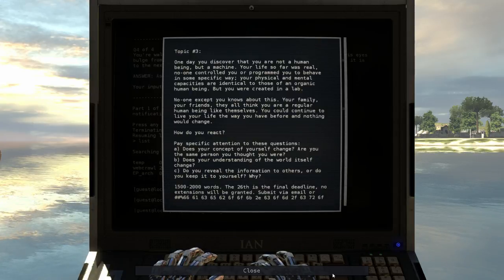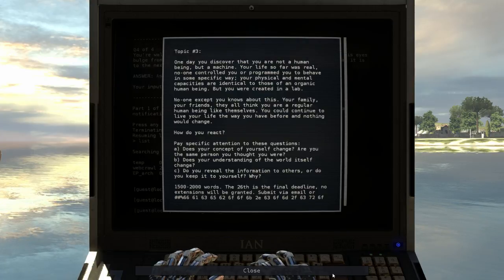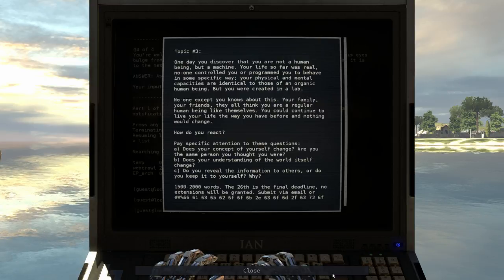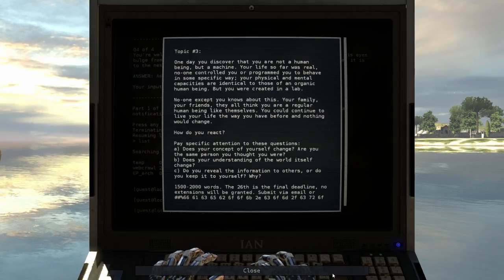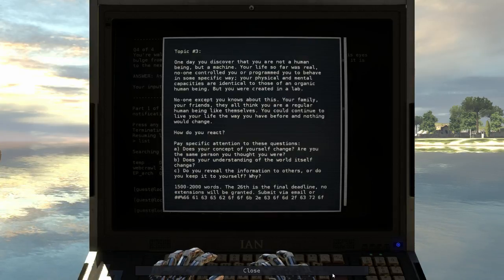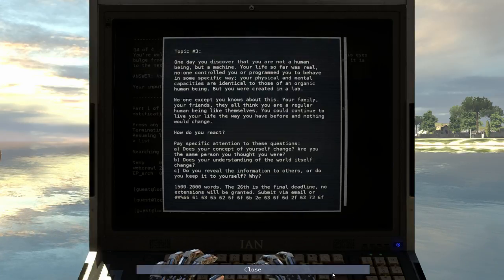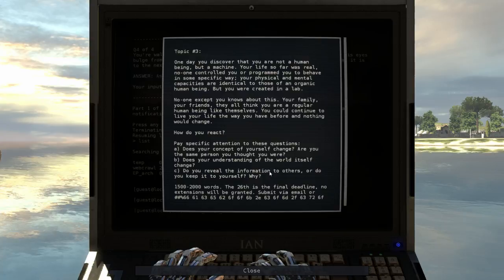Topic 3. One day you discover that you are not a human being, but a machine. Your life, so far, was real. No one controlled you or programmed you to behave in some specific way. Your physical and mental capacities are identical to those of an organic human being, but you were created in a lab. No one, except you, knows this. Your family, your friends, they all think you are a regular human being like themselves. You could continue to live your life the way you have before, and nothing would change. How do you react? Pay specific attention to the questions.